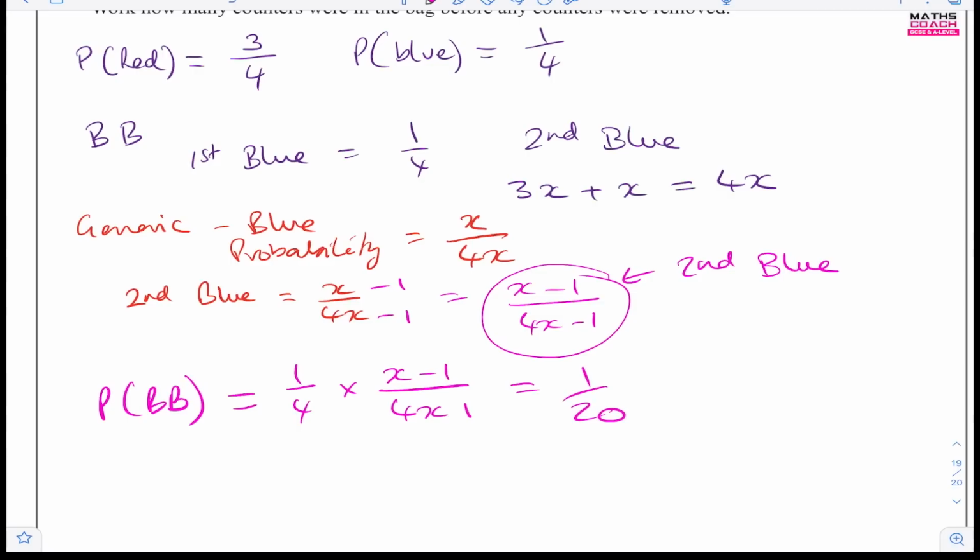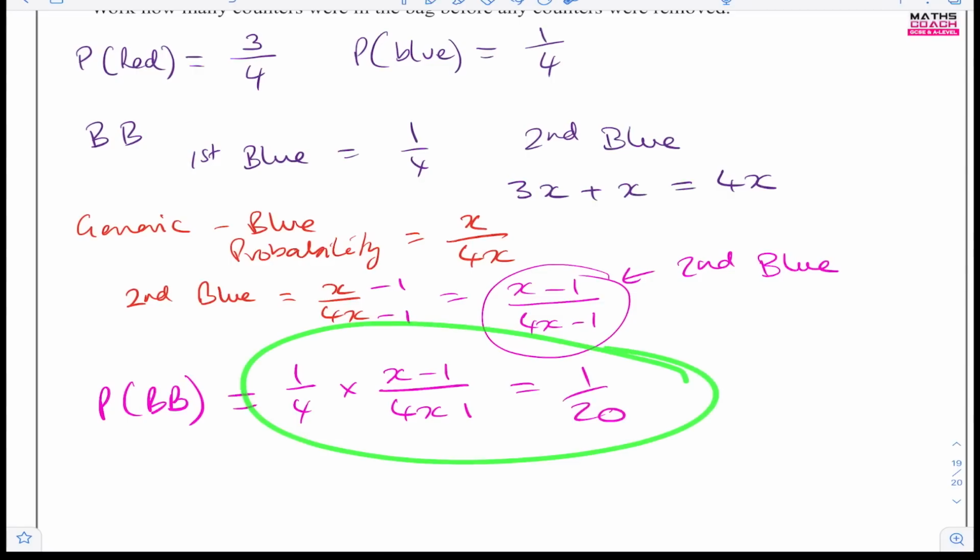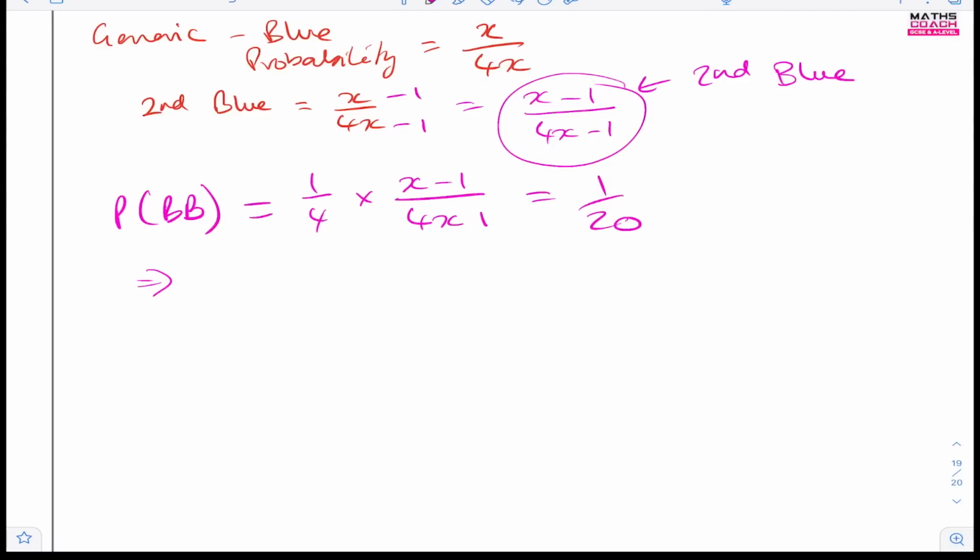So let's go ahead and simplify that. On the left hand side, we are just going to multiply the numerators, which is 1 times x minus 1, which is simply x minus 1. And on the denominator, we have 4 times by 4x minus 1. And of course, that's equal to 1 over 20.